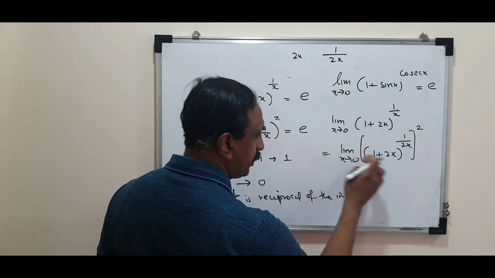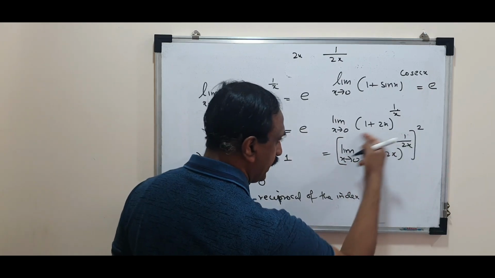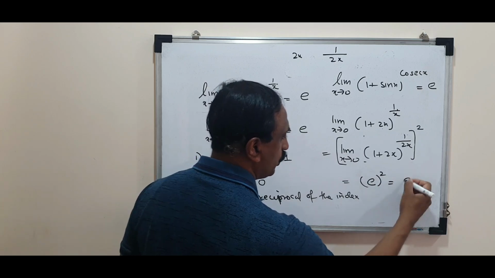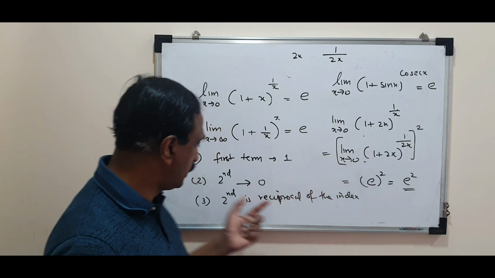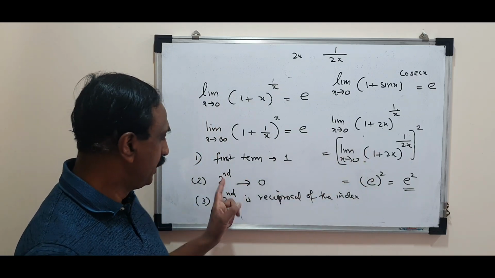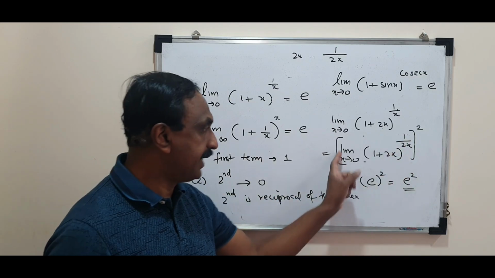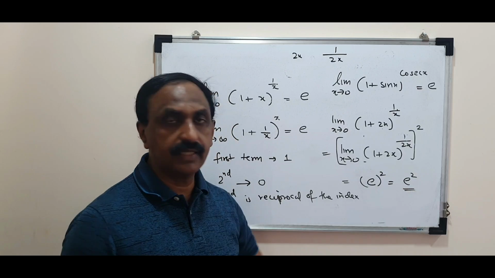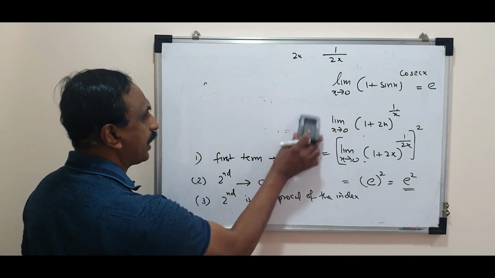Now this limit will go inside, hence the bracket will be here. What you see inside the bracket is e and the power 2 will remain, so your answer becomes e square. You have seen that all three conditions are satisfied here. The first term is 1, the second term is tending to 0, the second term and the power are reciprocal, hence inside the bracket is e, but there's a square there, hence it becomes e square. This is how we apply this formula. Let's have a look at one more problem.